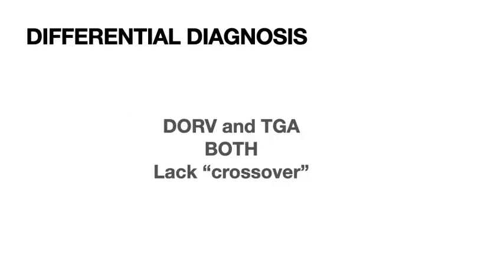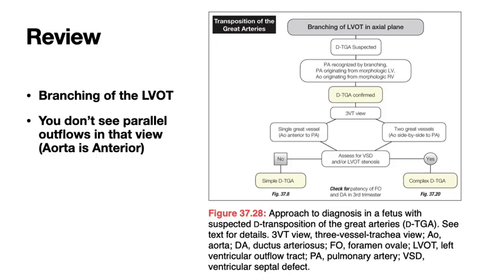So what's the differential diagnosis? Well, both double outlet right ventricle and transposition of the great arteries lack crossover. Normally, the pulmonary artery crosses the crux of the heart, and the left ventricular outflow tract crosses the crux. But in this case, they do not have the crossover. So lacking crossover, you're thinking of double outlet right ventricle or transposition of the great vessels.